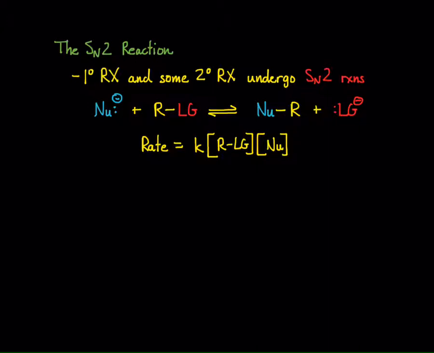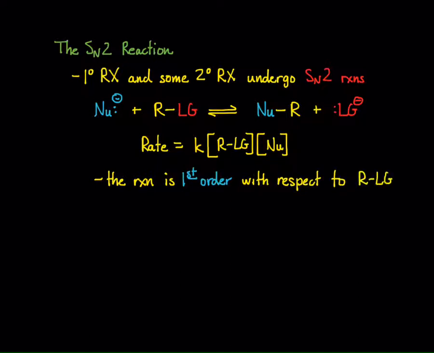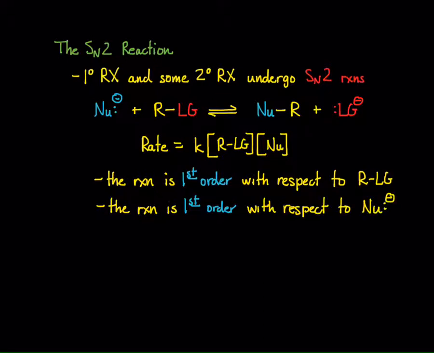Now in this type of reaction, if you remember kinetics from general chemistry, we say that the reaction is first order with respect to the RLG because the superscript is 1, right? If the superscript was 2, it would be second order for that particular reactant. We also say that the reaction is first order with respect to the nucleophile because again there's a 1 as a superscript. And overall the reaction is second order.